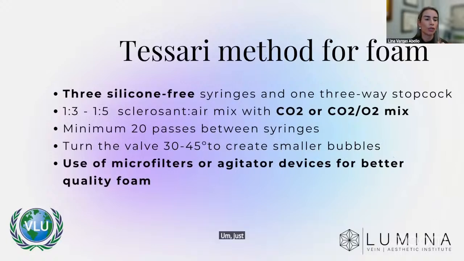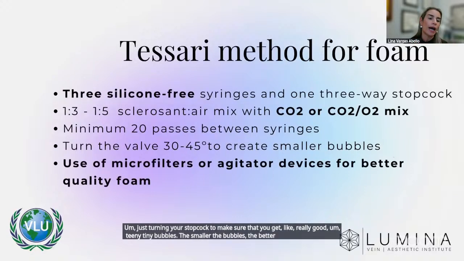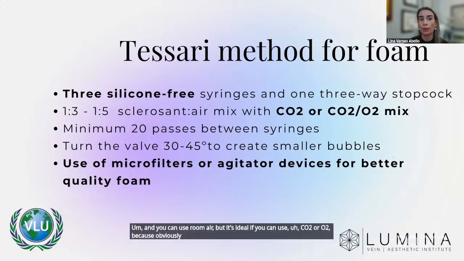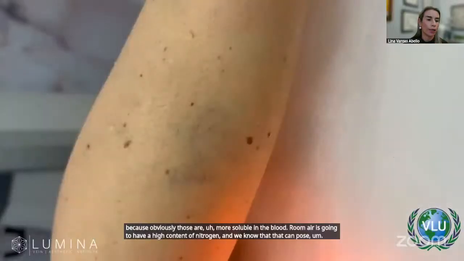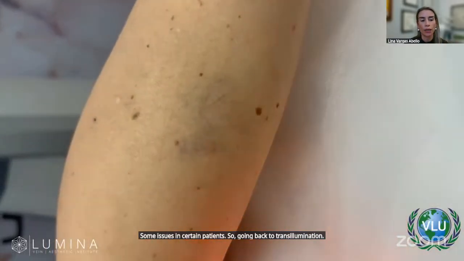Turn your stopcock to make sure that you get really good teeny tiny bubbles. The smaller the bubbles, the better it is. And use a combination with gas in a 1:3 to 1:5 ratio, more or less. You can use room air, but it's ideal if you can use CO2 or O2, because those are more soluble in the blood. Room air has a high content of nitrogen, and we know that can pose some issues in certain patients.